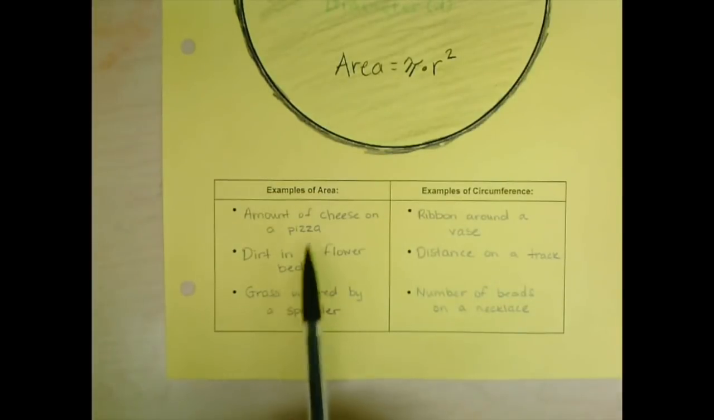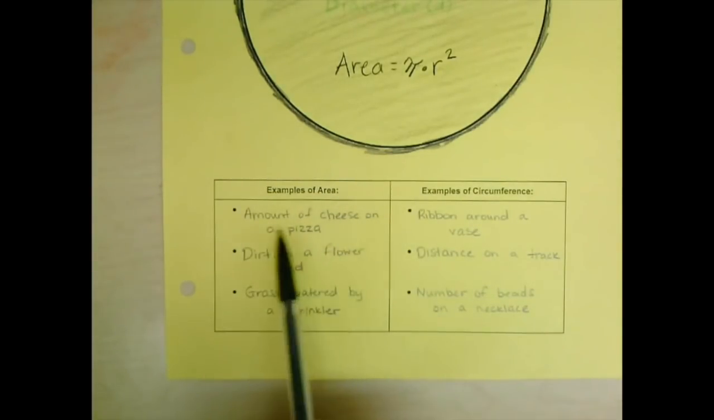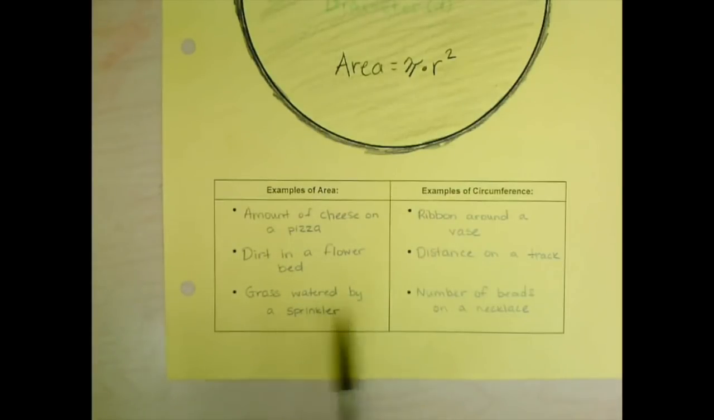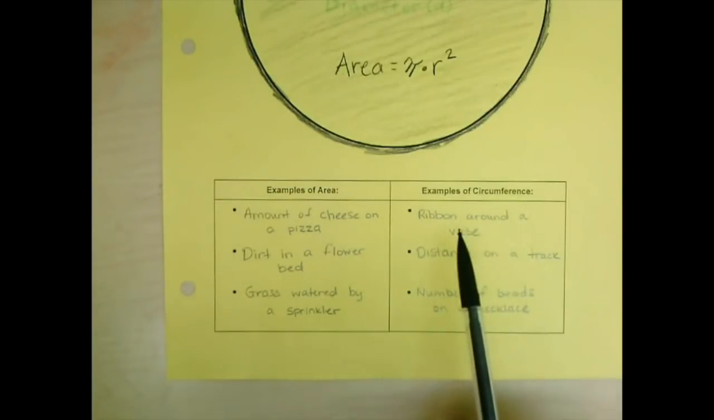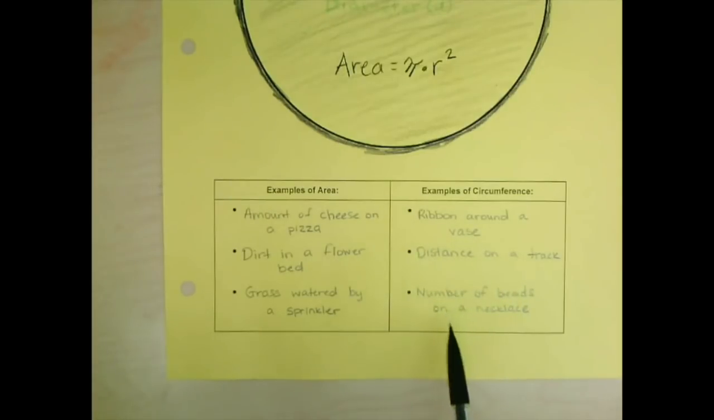It's important to note here that examples of area are calculating the space inside of the circle, while our examples of circumference are calculating the distance around the outside of a circle.